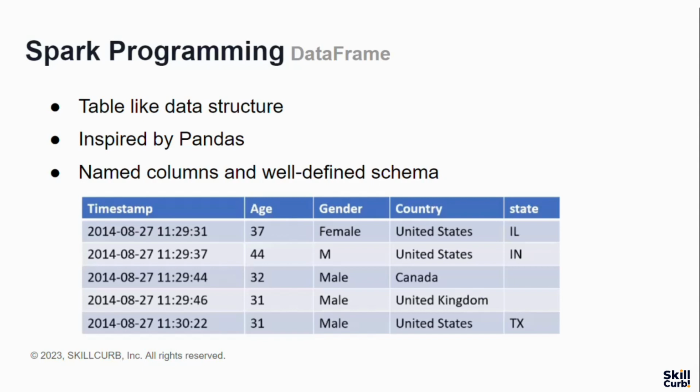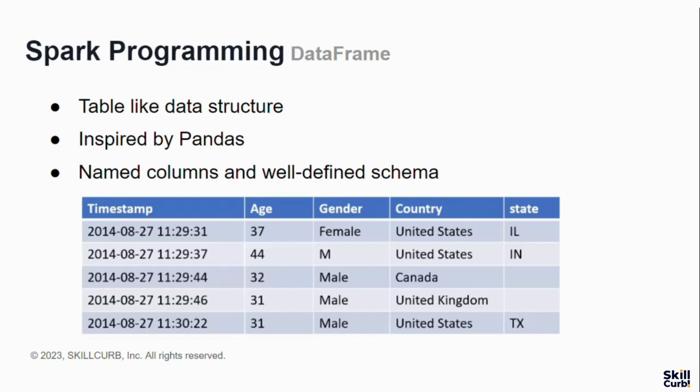Spark DataFrame is a two-dimensional table-like data structure that is inspired by Pandas DataFrame. They are distributed tables with named columns and well-defined schema. That means each column has a specific data type such as integer, float, string, timestamp, etc.